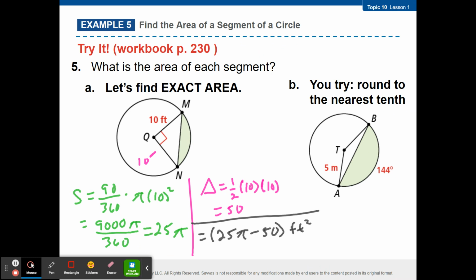Okay, now this one you do need to round to the 10th. Is anybody still working on it? If you are, please raise your hand.